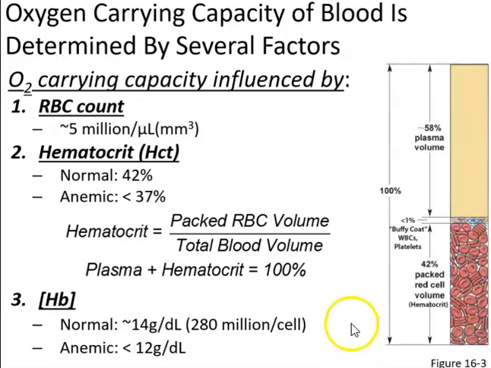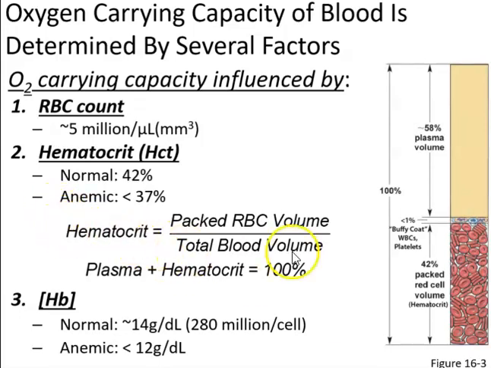In lecture, we talked about how oxygen carrying capacity of the blood can be determined by several factors. These factors include total red blood cell counts. We know there are approximately 5 million red blood cells per microliter, or per cubic millimeter, of blood. Another factor is hematocrit concentration. The normal hematocrit percentage is about 42%. We would consider anemia if that hematocrit percentage went below 37%.